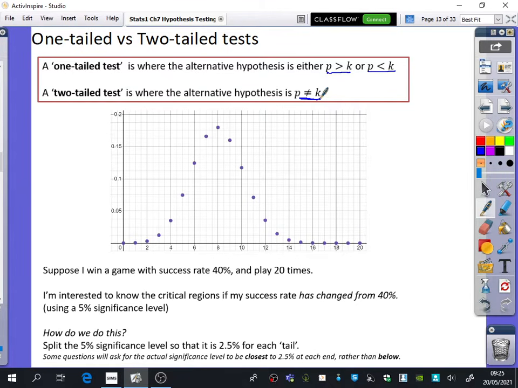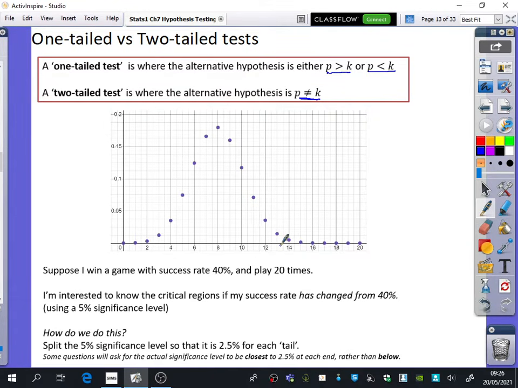So I've written here, suppose I win a game with success rate 40% and I play 20 times. I've put here all of the different probabilities for each of those values, the individual probabilities rather than the cumulative probabilities. First of all, back in GCSE, if I said I play a game 20 times with a success rate of 40%, what's the average number of games you'd say you'd win? 8. And you can see that on the graph here. 8 is actually the most common outcome that you would expect. As you go further away from 8, the probabilities decrease, which kind of makes sense with all the stuff we've talked about previously.